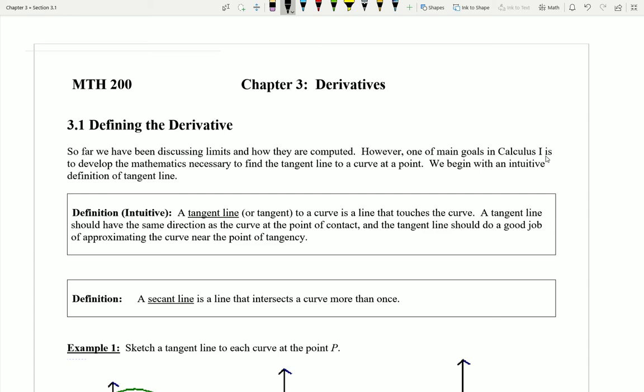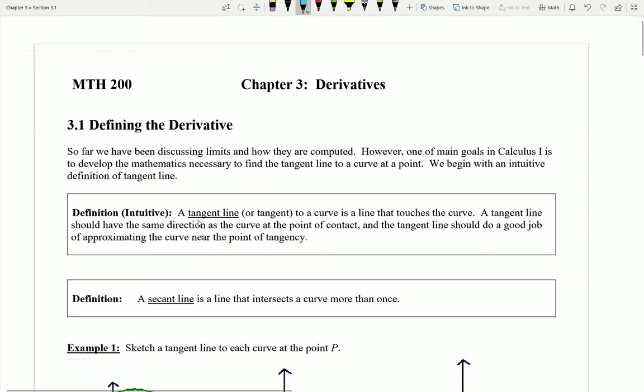So we're going to give an intuitive definition right now for what a tangent line actually is. And we'll see in example 1 what a tangent line might look like. So let's start with the intuitive definition. A tangent line, or what's sometimes more commonly abbreviated as a tangent, to a curve is a line that touches the curve. A tangent line should have the same direction as the curve at the point of contact, and a tangent line should do a good job of approximating the curve near the point of tangency.